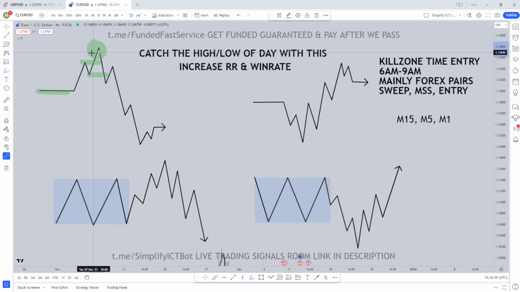And you might be wondering, well, it looks good on paper, it looks good in theory, but how do we trade it in the real live markets? Well, that's exactly what I'm going to show you in a second, and vice versa.